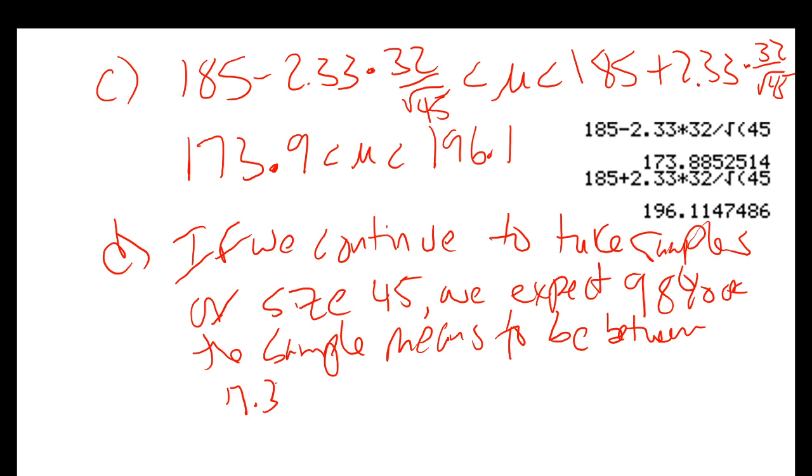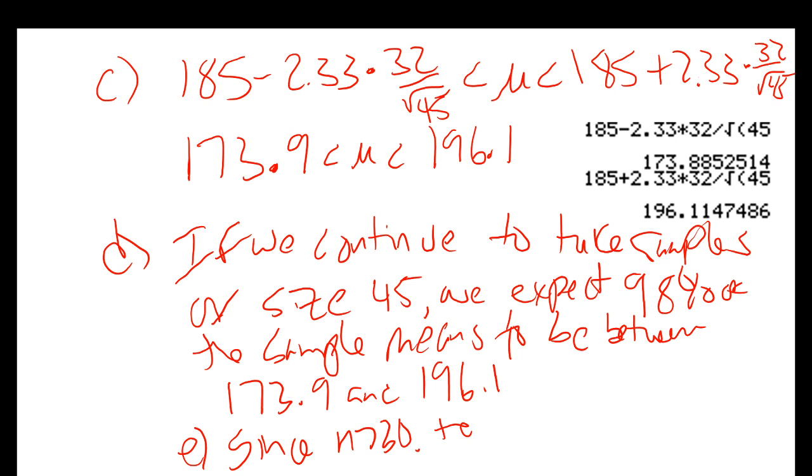Part E. Whoa, just kidding. Since N is greater than 30, the sample mean is normally distributed. All right. Questions on that? Questions, comments, concerns?